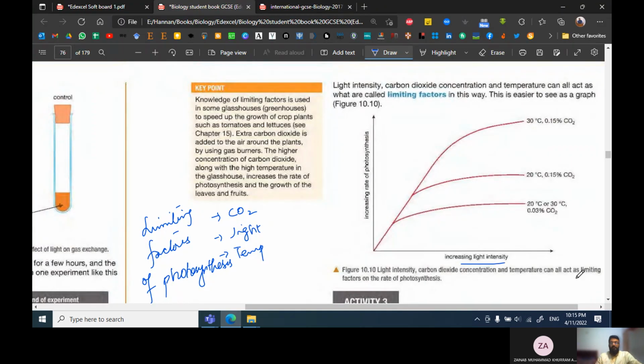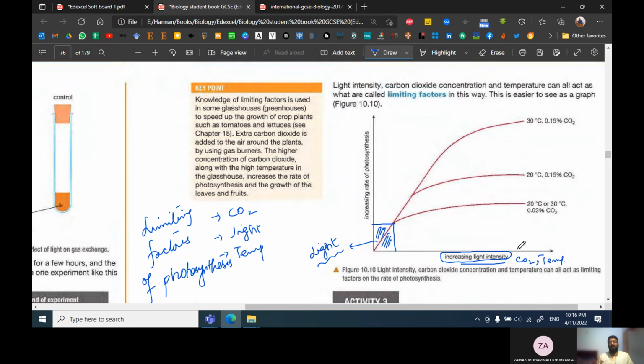So we have increasing light intensity on the x-axis. First of all, observe this area. This area which I am right now shading is exclusively due to light. Why? First of all, the light is at the x-axis. So if you shift this factor to carbon dioxide, this area would be influenced by the carbon dioxide. If you shift this x-axis to temperature, this area would be affected by the temperature.